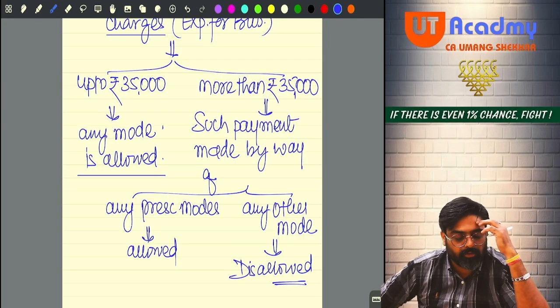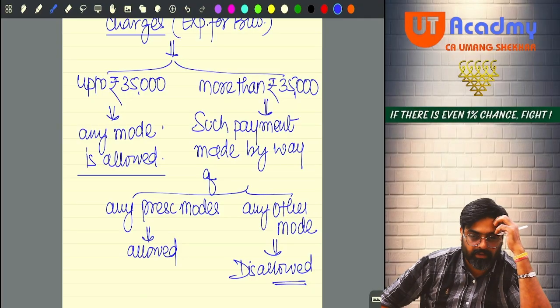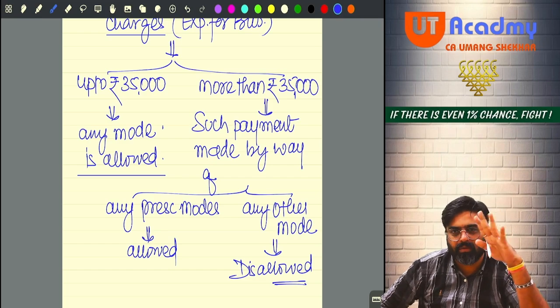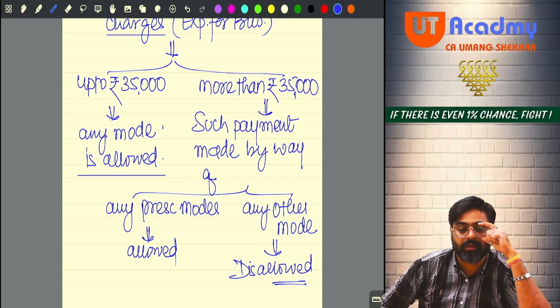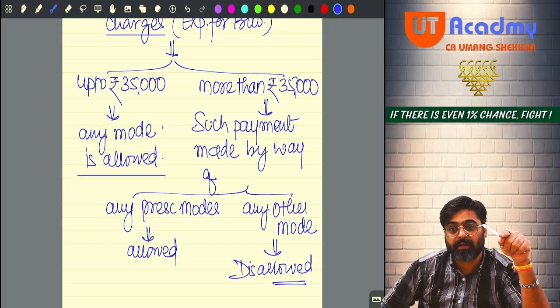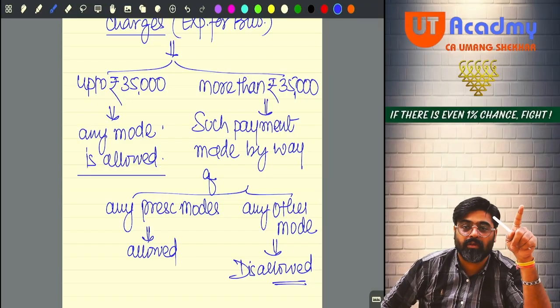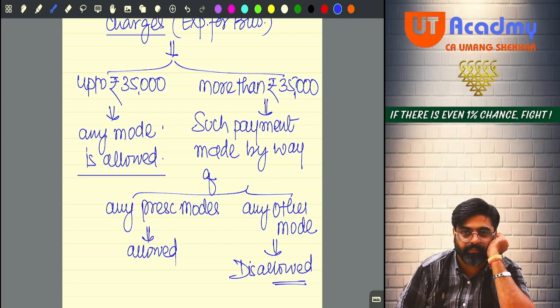So to one transporter you are making a payment of 35,000 in cash. Allowed or disallowed? Allowed. Up to 35,000, any payment, any mode, allowed. If you have made the payment of 36,000, how much? 36,000. Is it more than 35,000? Yes. Now make sure that the entire 36,000 which you are paying in a day must be by way of prescribed modes. If it is not paid in prescribed modes, then the entire 36,000 will be disallowed. Getting my point?